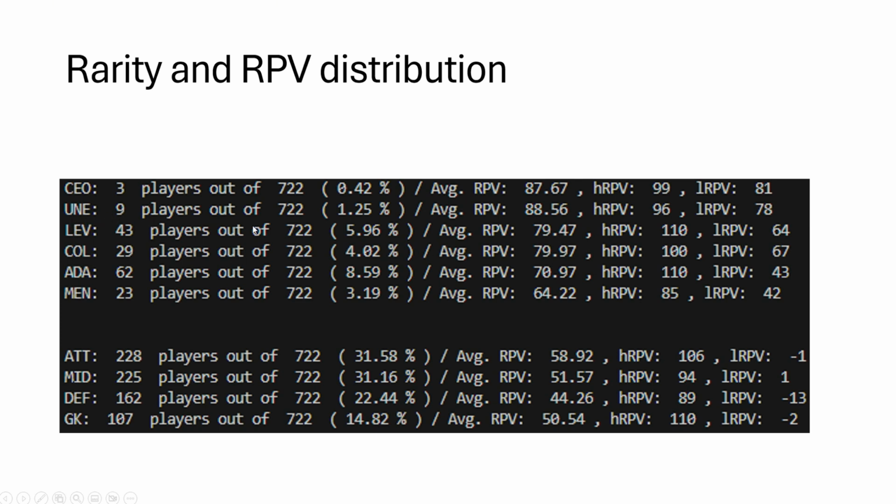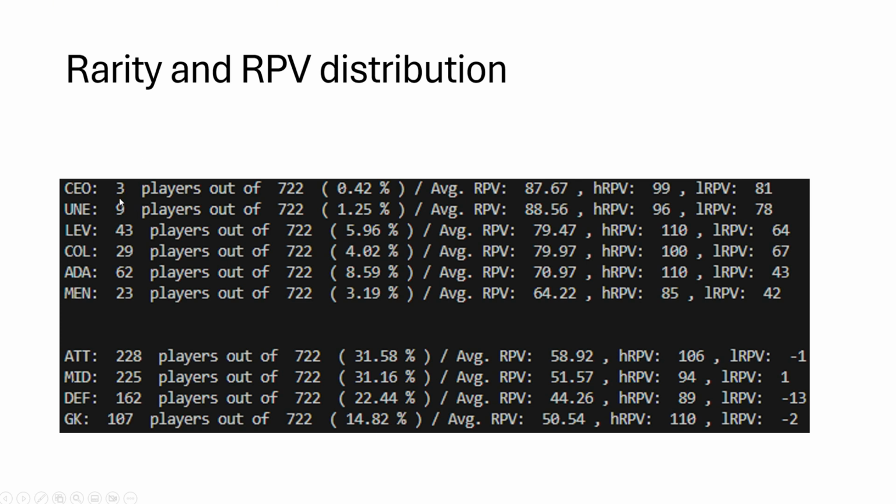Finally, we've got 9 unemployed players in the league right now. Only 1.25% of players have it. Average RPV there is almost 10 points higher than any of these down here, which checks out because they're doing everything. They're really balling.